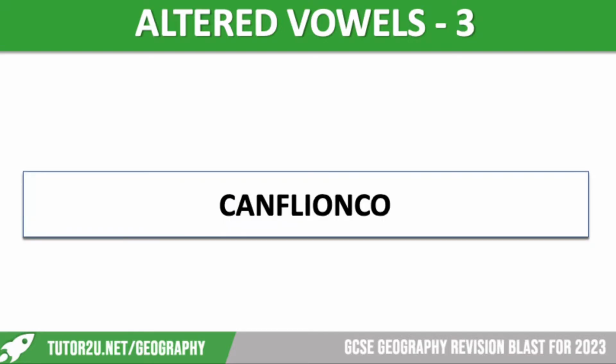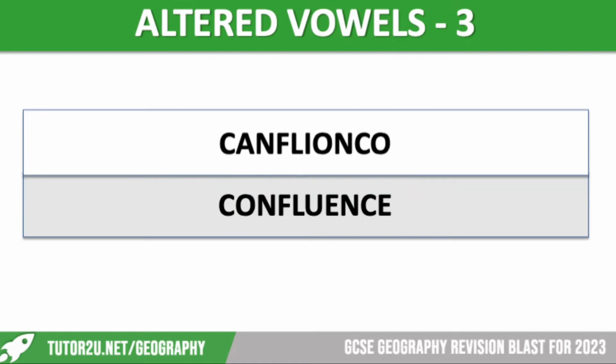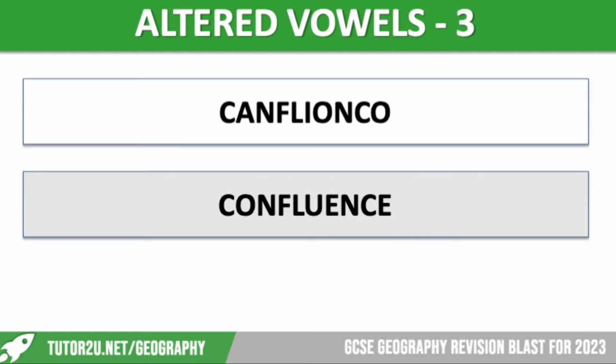Number 3. So this is a tricky term. This is a term that students often forget. It's a term that, for whatever reason, seems to be harder to learn than the others. And also the altered vowels has made it look even more difficult today. So let's have a look at what it is. It is a confluence, and the confluence is where two or more rivers join together.